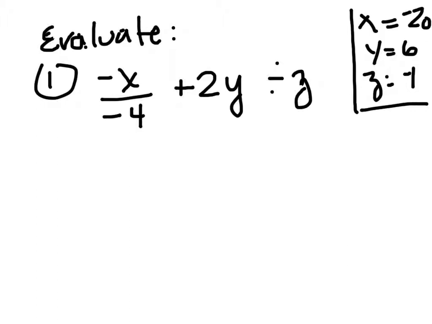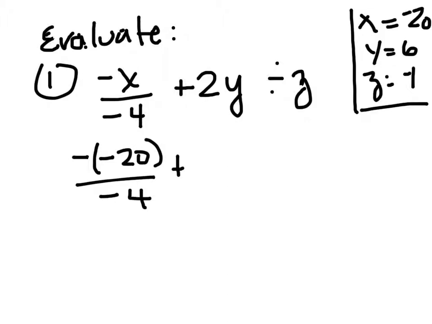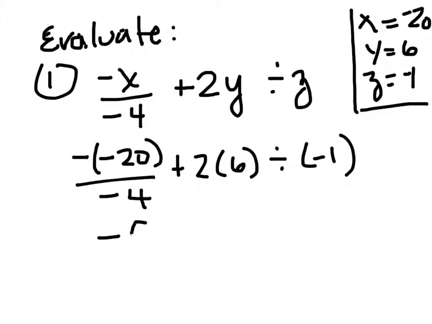Let's put this in a square. Okay, let's substitute with parentheses. So here we go. X is a minus 20, divided by minus 4, plus 2. Y is 6, we put it in parentheses. Z is minus 1. First of all, how many negatives do I have here? 3. So 20 divided by 4 is a negative 5. Plus 2 times 6, 12, divided by 1, negative 1.